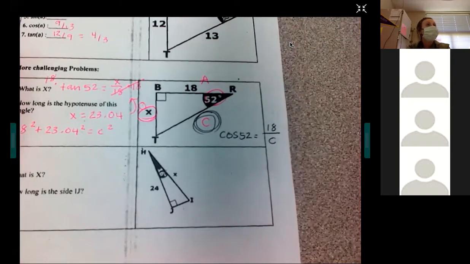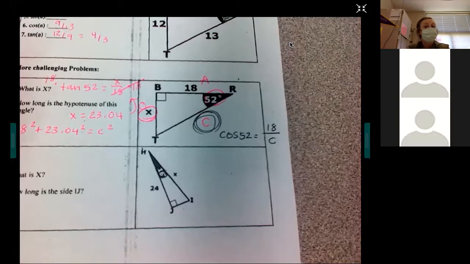I'm going to keep it real with you. Once I find the second side, I usually use Pythagorean theorem because for me, that's faster. Like that's something I've been doing since middle school.